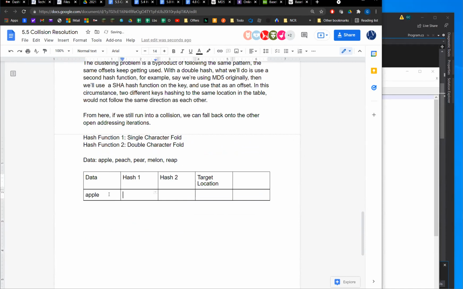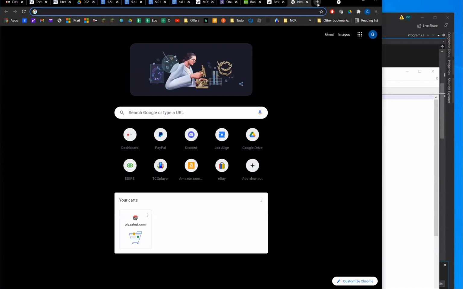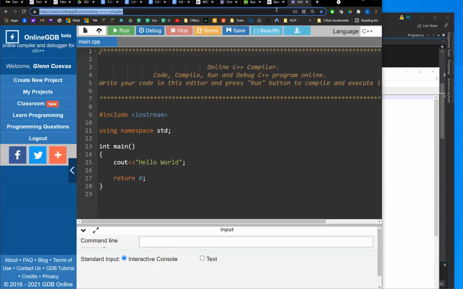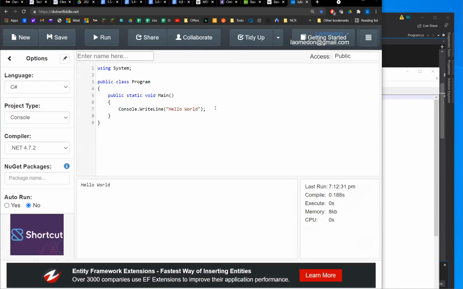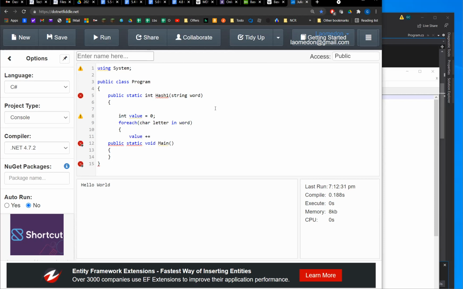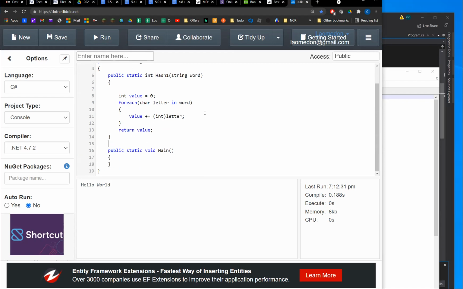So apple, hash 1, just add the values together. Let's write a quick program for this because I don't want to do the math manually, in a language that I can write faster in. The value starts at 0, function hash1 takes a string word, ranges over each letter in the word, and adds that letter's value, and we should be good to go. Let's see what we get here. Then hash 2 uses the same idea, except we're folding 2 letters at a time.